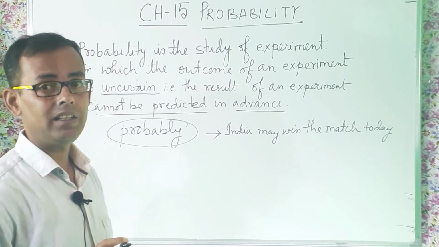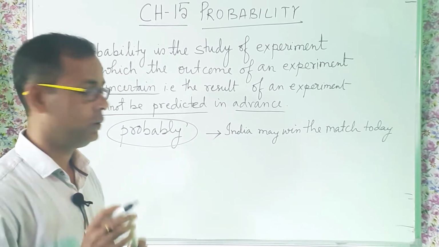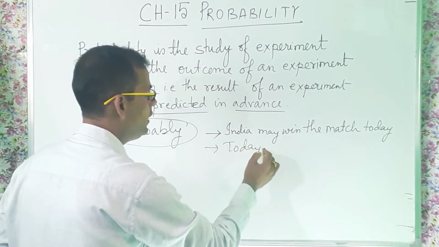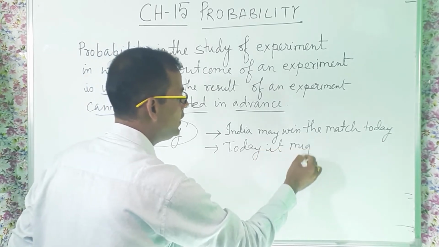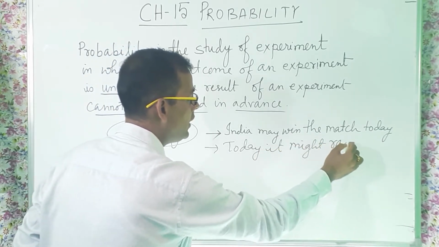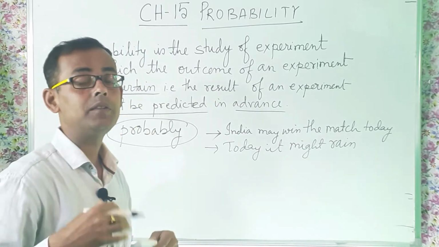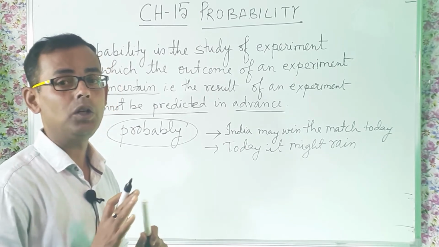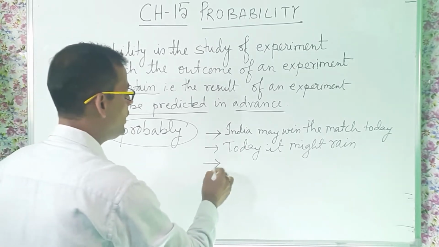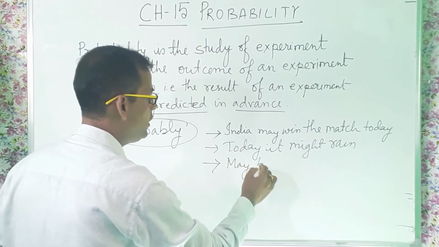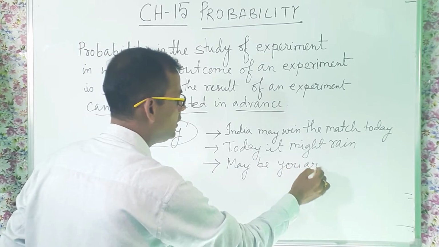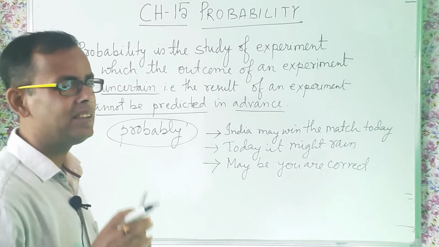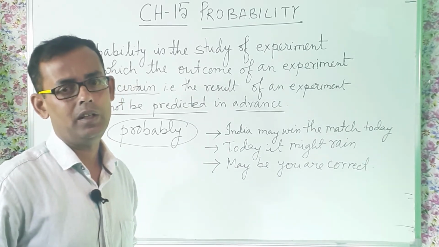So here chances are there, but not sure. Then another thing, today it might rain. You are telling that it might rain today, it may not rain also, so you are not completely sure. Then another example, maybe you are correct or you are right. Like this, thousands and thousands of examples are there.